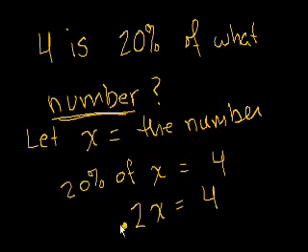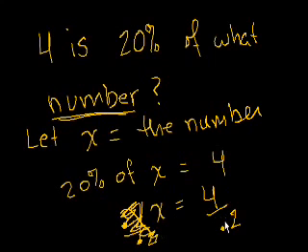So what do we do? Well, there's two ways to view it. You can just divide both sides of this equation by the coefficient on x. So if you divide by 0.2 here, you divide by 0.2 here. So you get x is equal to 4 divided by 0.2. So let's figure out what 4 divided by 0.2 is.